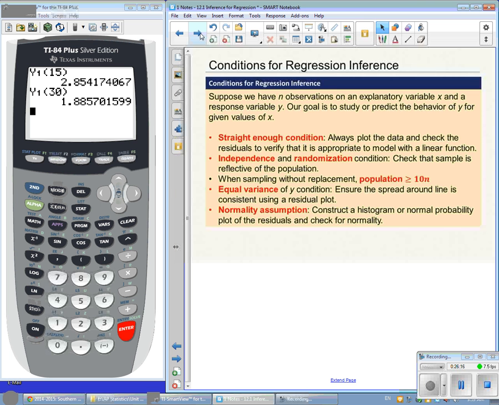The data obviously has to look approximately linear. It doesn't necessarily have to be a strong association, but it has to be an association that isn't clearly nonlinear. So if there's a definite curve, you're done.